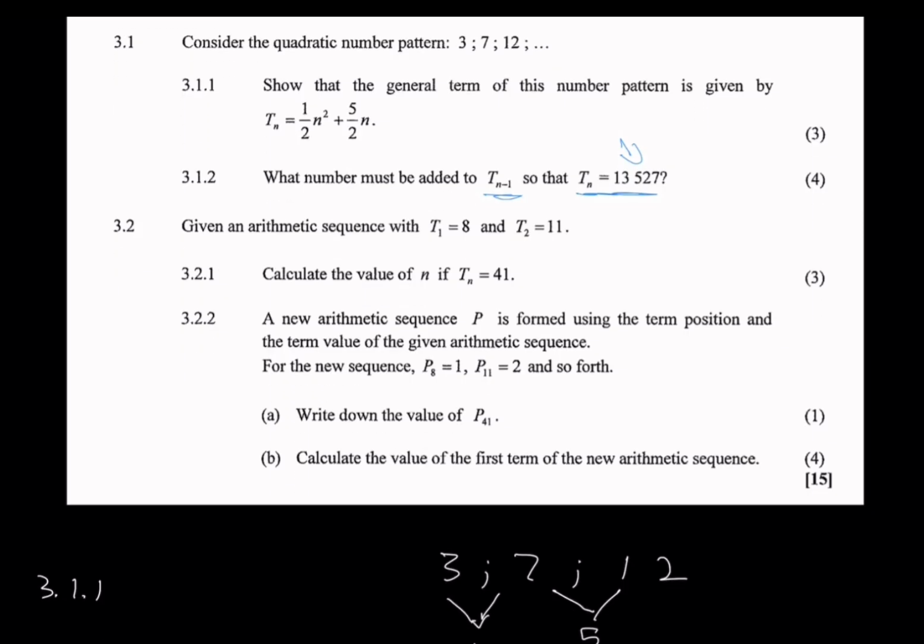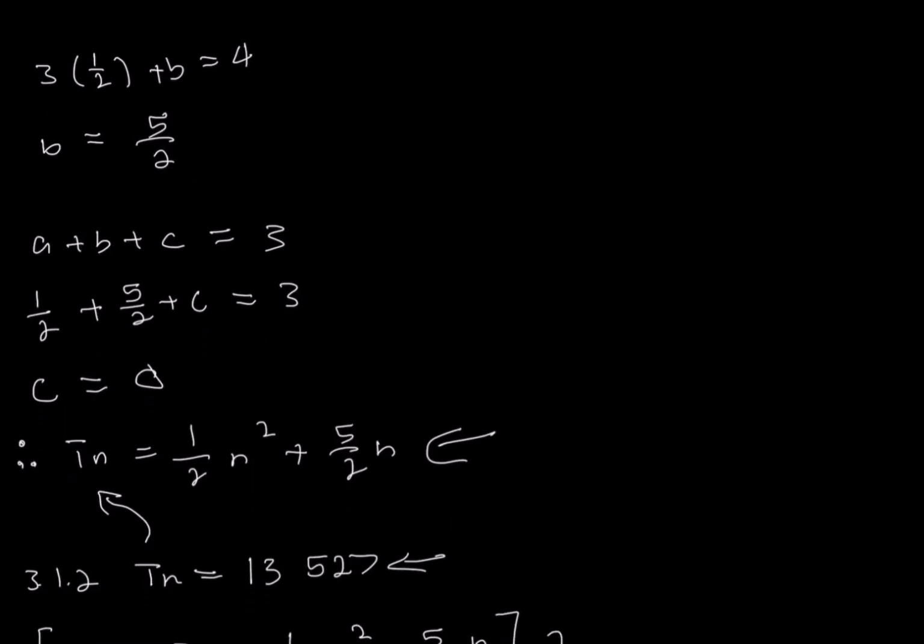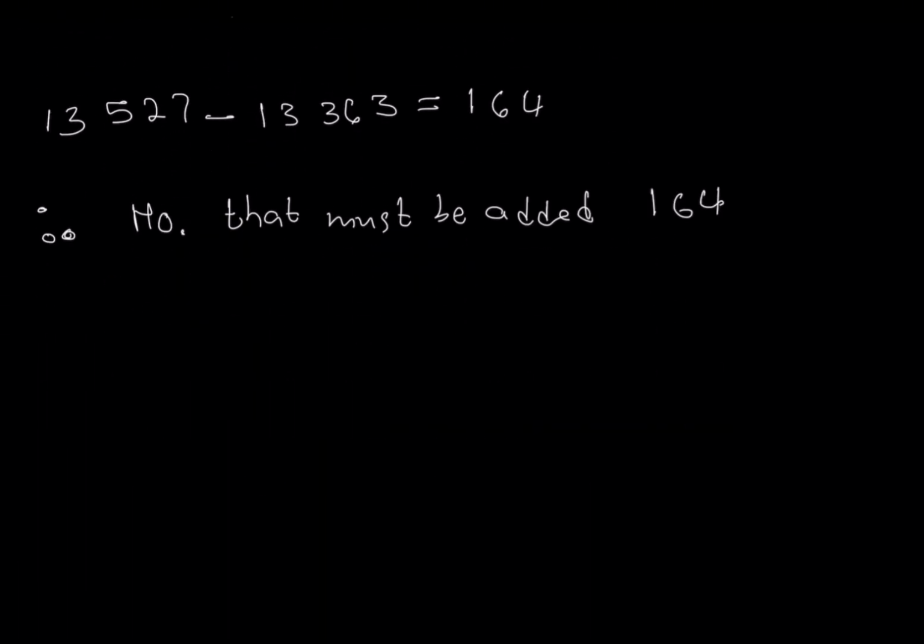Now we have 3.2. They say, given an arithmetic sequence with Tn, the first term being 8 and the second term being 11. I hope you guys understand. Let's write what we have. We have T1.